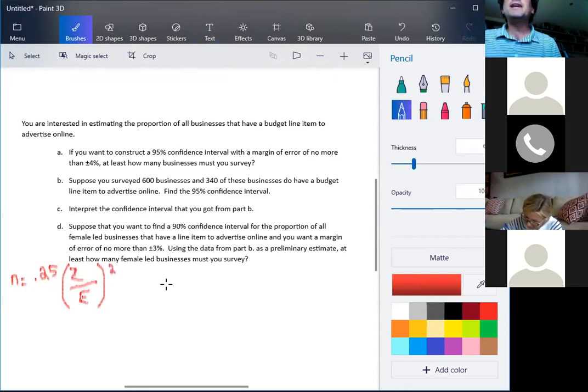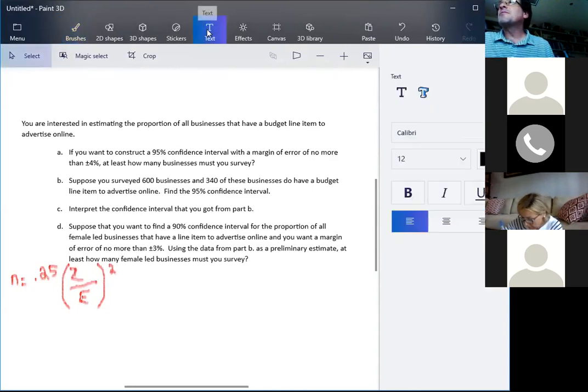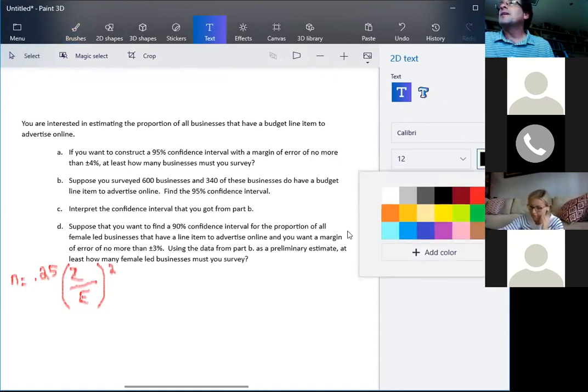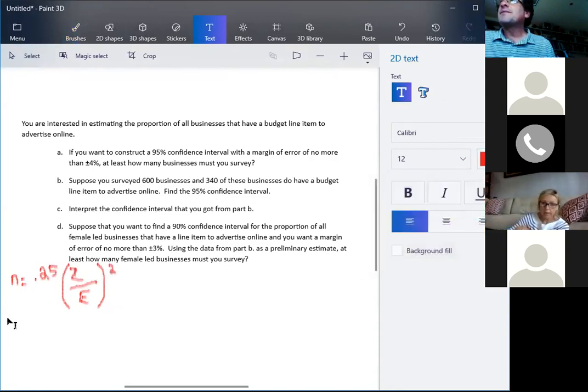Where Z is going to be the z on the normal distribution. E stands for error, the margin of error. So the first thing we know for sure is the margin of error is given, and that's plus or minus 0.04. And note that we're squaring it, so we don't care about the negative. The plus or minus doesn't matter. So what we can say is certainly E is equal to 0.04. That's a piece. Any questions so far?